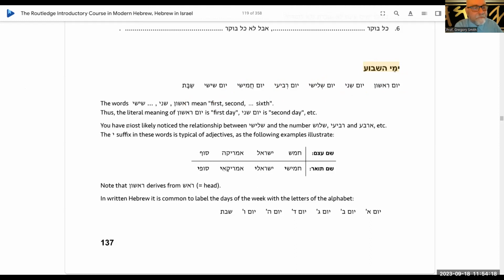All right, so the words Rishon, Shani, Shishi mean first, second, and sixth. Shishi comes from Shesh, sixth. Shani, second, comes from Shtayim, 2. And Rishon would be number 1. That's a little different, because 1 is echad, I think, in Hebrew, in terms of numbers.